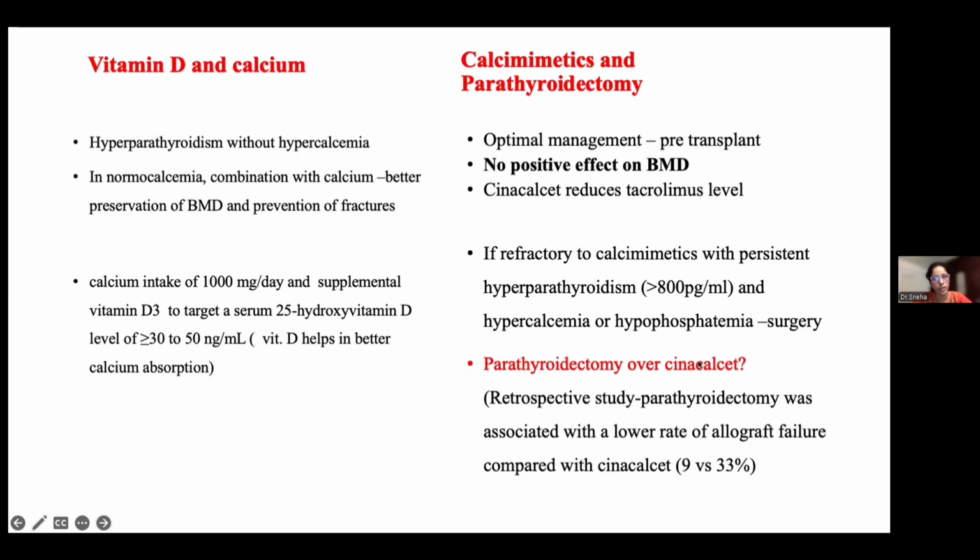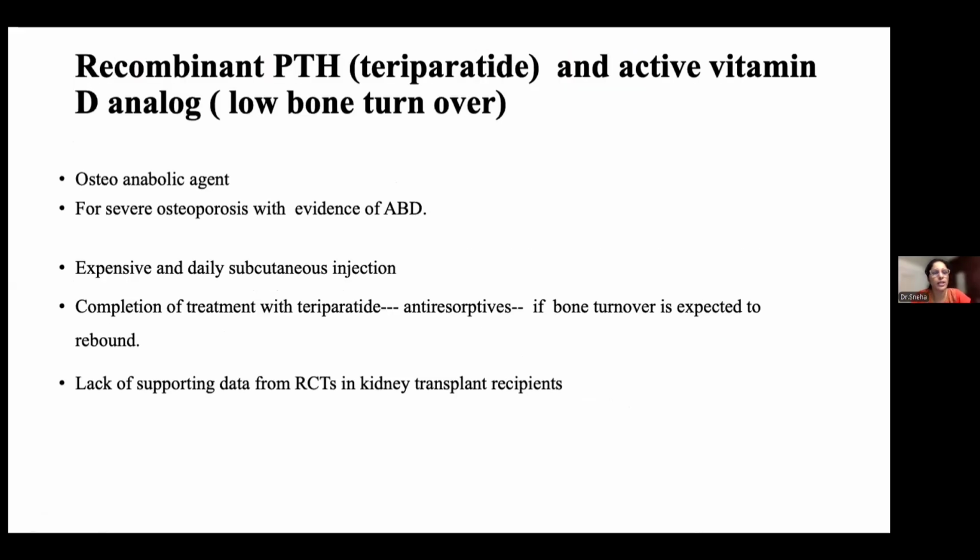There are retrospective studies which have found that parathyroidectomy is better than cinacalcet in improving allograft survival. It was 9 versus 33%. Then there is the use of recombinant PTH, that is teriparatide, and active vitamin D analogs in patients with low bone turnover. This is an osteoanabolic agent. It can be used in patients with severe osteoporosis with evidence of adynamic bone disease. It's given as a subcutaneous injection daily. But on completion of treatment with teriparatide, we have to continue with anti-resorptive therapy if bone turnover is expected to rebound. And also, we don't have long-term data in renal transplant recipients.